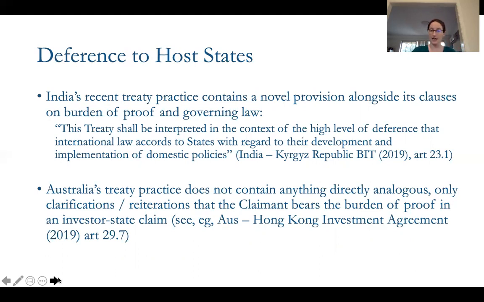It only contains the kind of standard clauses that you find in many nations' investment agreements that reiterate or clarify that the burden of proof falls on the claimant, which is stating no more than is typically obvious in most adjudicative systems.